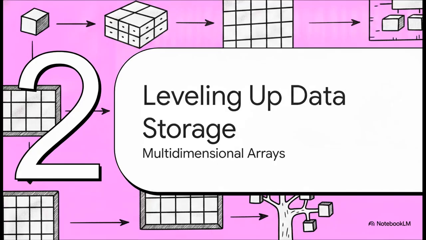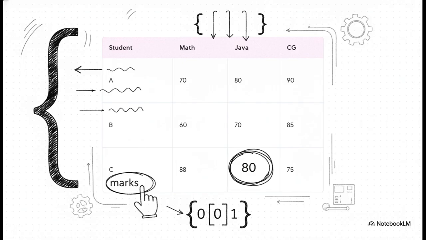Moving on to part 2, leveling up data storage. Now, think of a 2D matrix, like a real-life grid or a spreadsheet. By setting up a multidimensional array, we can organize our students as rows and their specific subjects as columns. What does this mean in practice? Well, mark 001 instantly points us right to student A's Java grade. So instead of a basic flat list, you've suddenly got this highly structured, super efficient data architecture.